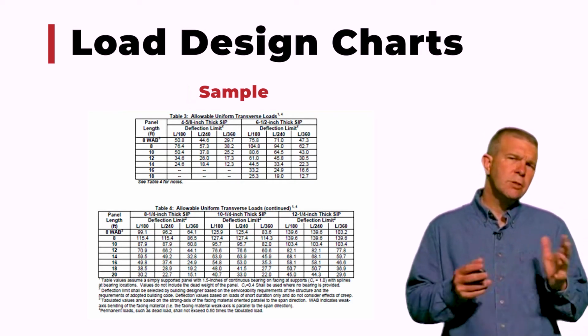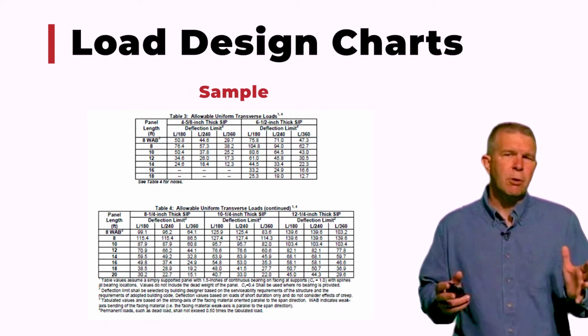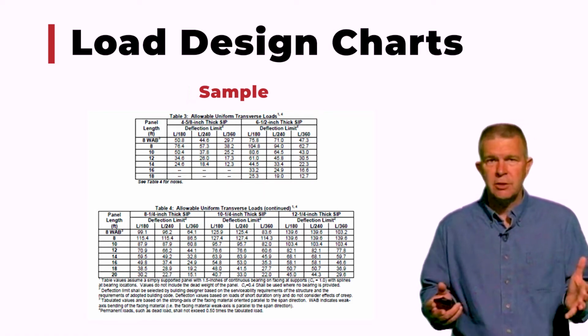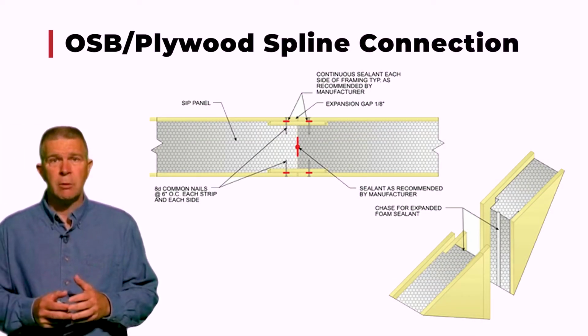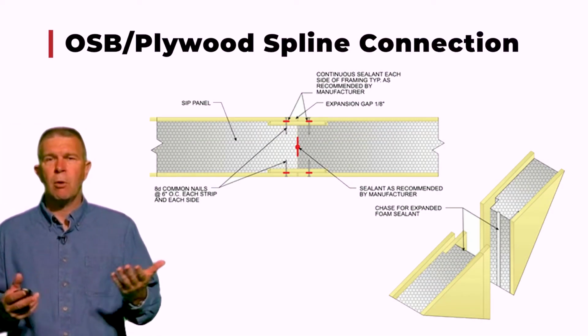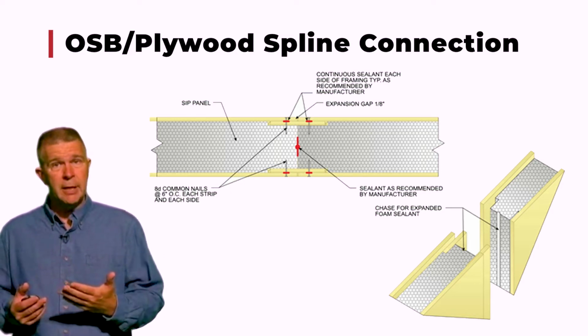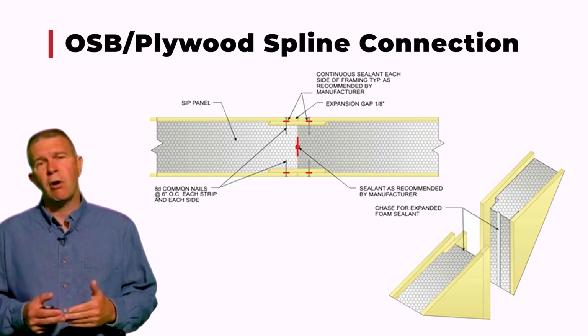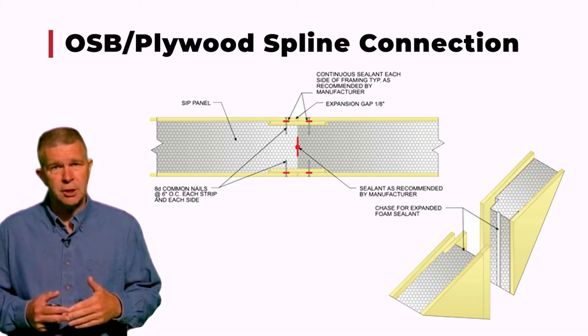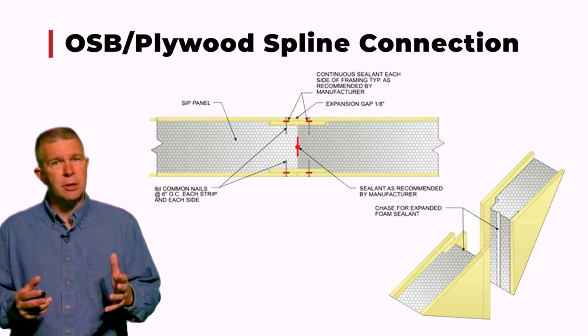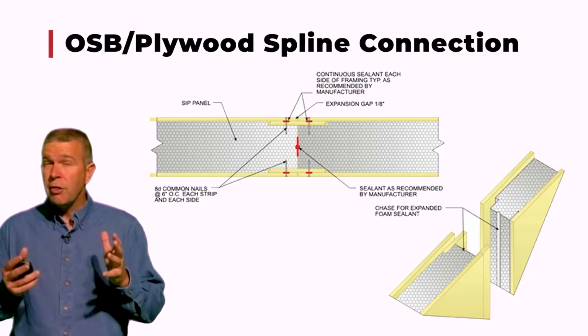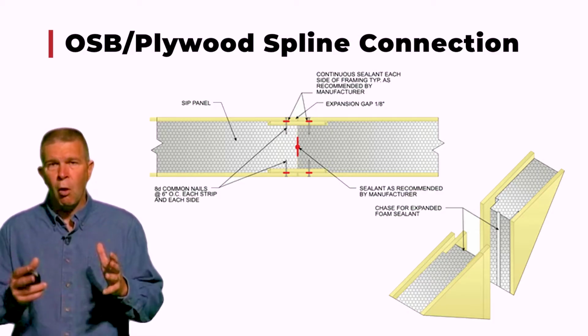Now, let's start with the simplest, most common details that we're going to see in the SIP industry. First and foremost, the number one detail is going to be the spline detail. This is where we have either a wall or a roof panel-to-panel connection in plane. As you see here, we have what's also known as the surface spline connection. Now, this surface spline connection means that we're doing some really good things. We're letting the panels do all the work.